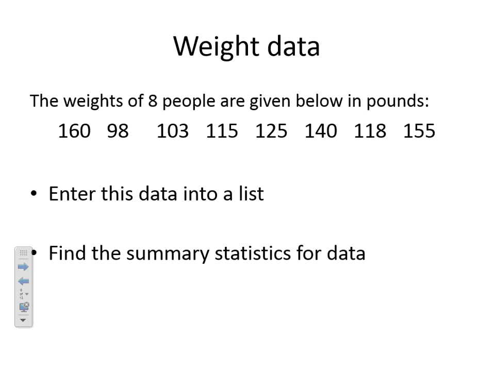Let's say we've got the weights of 8 different people. Again, we can put this data into a list and find the summary statistics. You enter 160, 98, 103, 115, 125, 140, 118, 155. You put that in, you do your one var stats. That's how you're going to find your summary statistics right now in the class, and that's going to be a lot quicker than doing everything by hand.